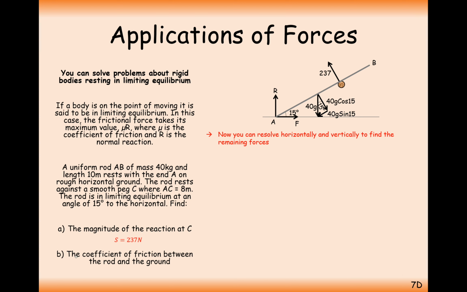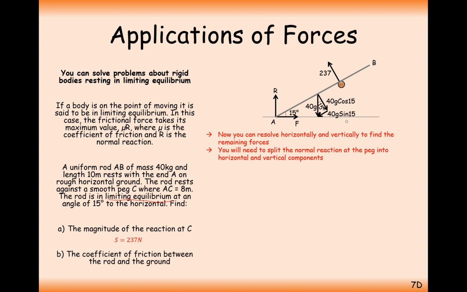Moving on to part B then, the coefficient of friction between the ground and the rod, and that's where these two forces here come into play. We've got the reaction force between the ground and the rod, and we've also got the friction force that's keeping the beam in equilibrium. It's on the point of moving, it's in limiting equilibrium, so it's going to be the maximum value of friction being applied here. So now you can resolve horizontally and vertically to find the remaining forces.